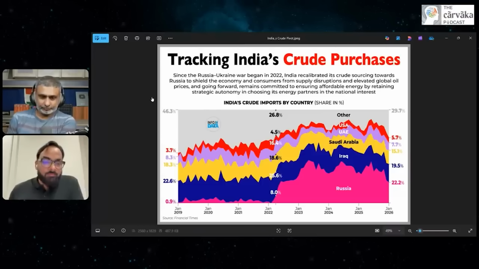And then there is the final graph that is from Bloomberg, which is called India's oil changes. Because if data from 2019 is not enough, let me show you data from 2013, and this is directly from Bloomberg.